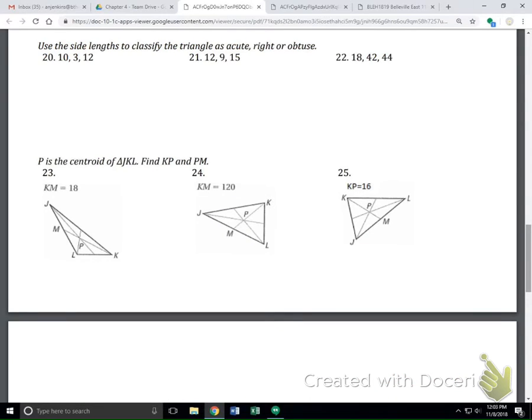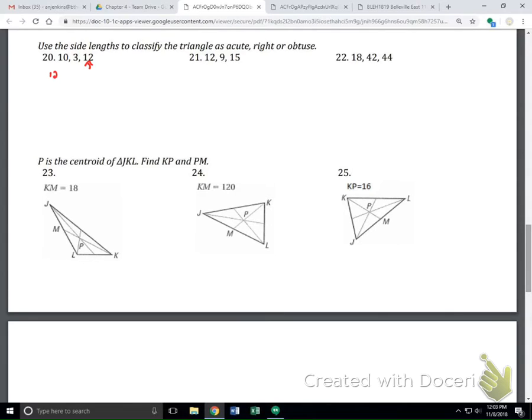So for this one, we're going to do what we did the other day, and we're classifying between right, obtuse, and acute. To classify it, we need to figure out which one's C. Which one's going to be the C value? It's going to be that 12. 20 is actually the problem number. So remember that 12 is the biggest side, and the biggest side is going to be C.